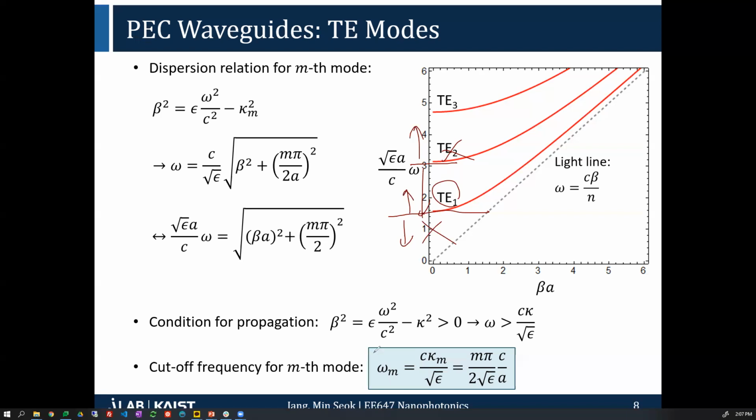And that cutoff frequency, of course, is determined by this equation. So we know that beta, the propagation constant, must be real, right? So beta squared must be positive. So omega must be larger than c kappa divided by the square root of epsilon. As kappa increases, an omega constraint is applied. So your mode is available only above a certain frequency, right? That's the cutoff frequency for the m-th mode.